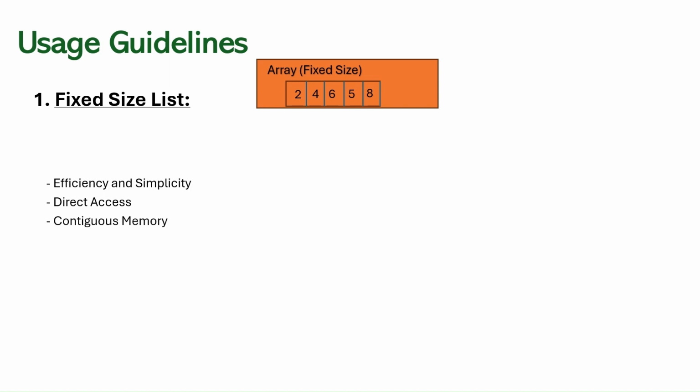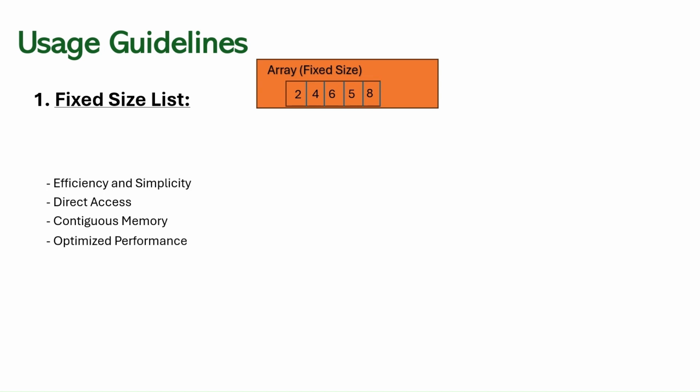Let's go over the next reasoning, which is contiguous memory. Arrays allocate memory in a contiguous block, meaning the elements are stored one after another in memory. This contiguous layout is like having all your items neatly arranged on a shelf, making it efficient to traverse through the entire list without jumping around in memory.